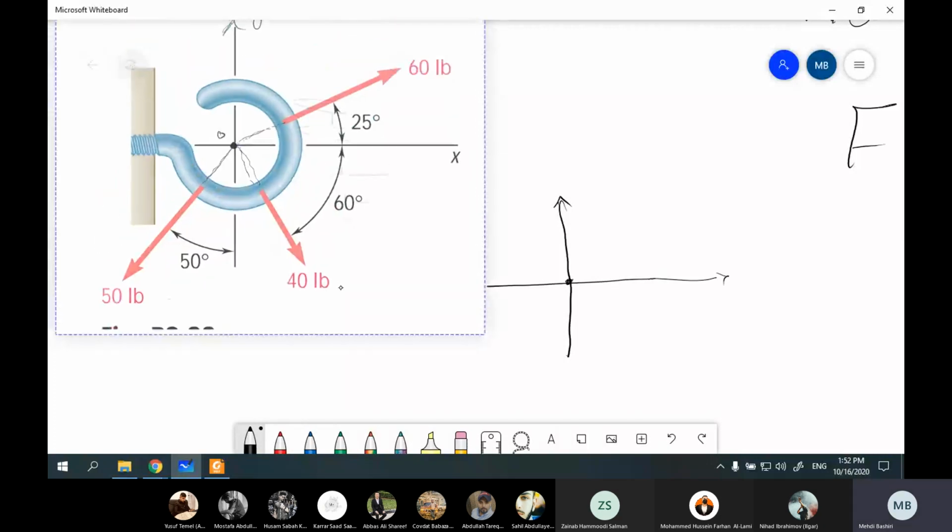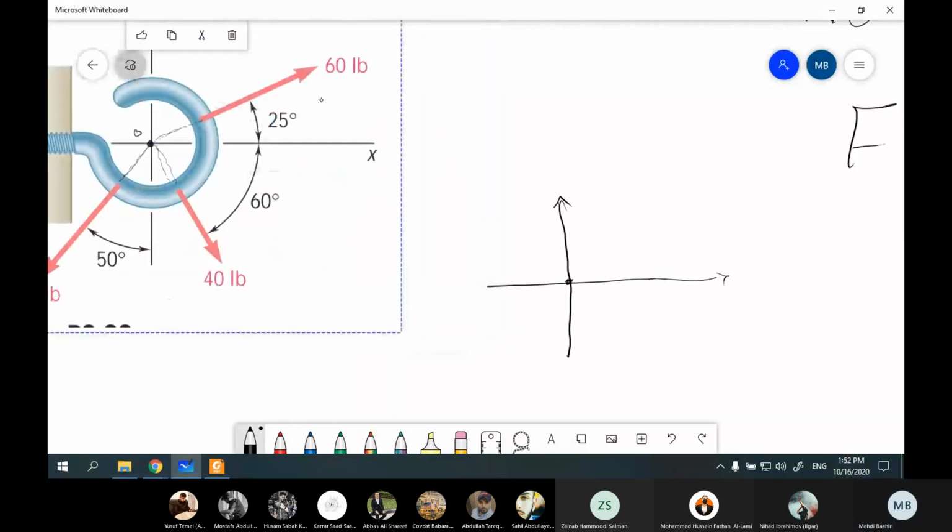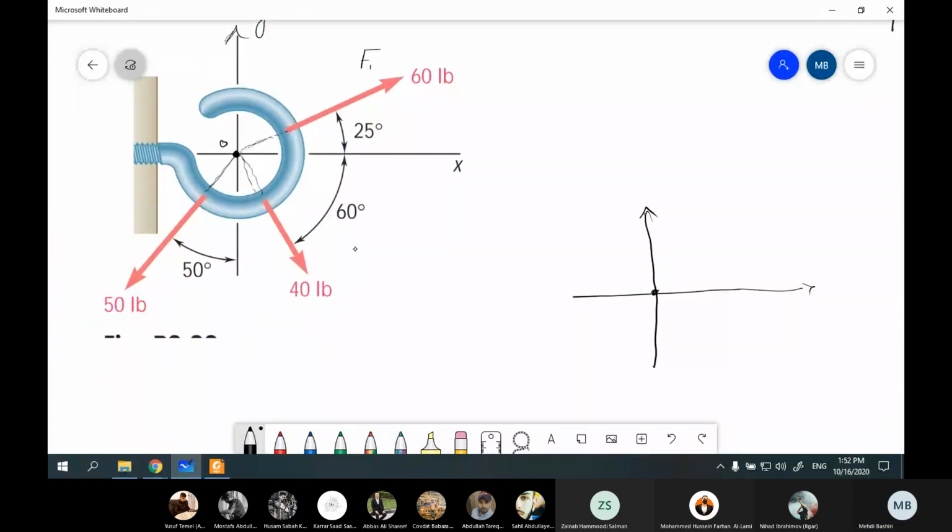Now I'm finding the free body diagram. The first force is this one. I'm going to call it F1. The second force is this one, I'm going to call it F2. And the third one is this one, F3. This is F1. This is F2. And this one is F3.